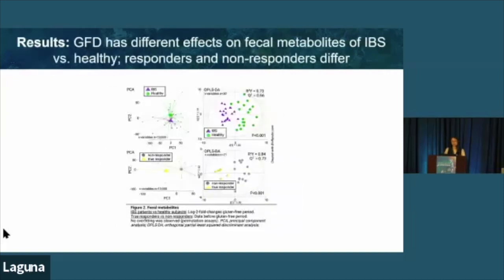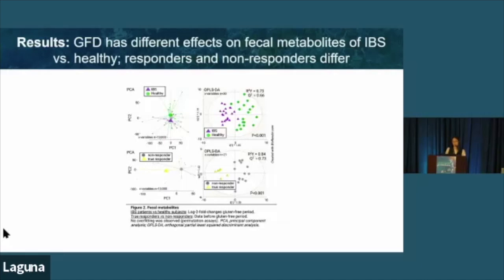Now, when they looked at their fecal metabolite data, they did see, using their principal component analysis plots, that the gluten-free diet did have different effects on the fecal metabolites of IBS patients and healthy controls. You can see in the top left-hand corner that they are separated. And when they used their modeling, they observed that using these fecal metabolites, they could actually separate IBS patients and healthy subjects based on the change in their fecal metabolite profiles.